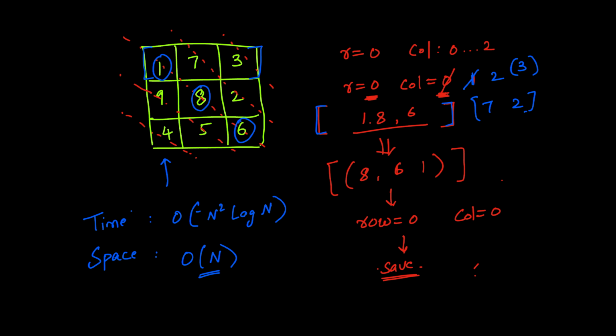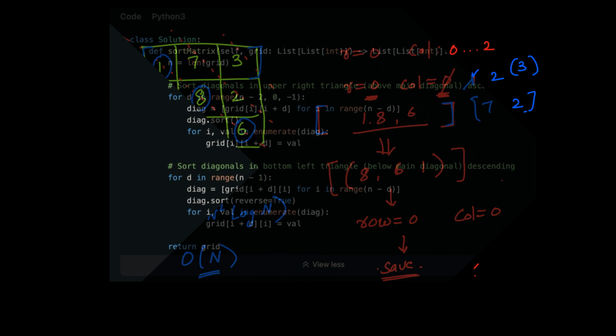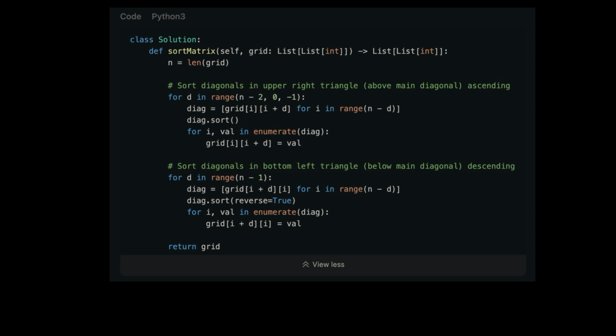I hope you are able to understand the explanation. Let me show you how we can implement this using Python. In this Python implementation, I'm using two for loops to iterate through the upper right and the bottom left triangle if we consider the main diagonal as the dividing line. In the first for loop, I'm iterating through all of the elements starting with the first row and saving the values in the diagonal collection. After collecting all of the values, I'm sorting the collection in ascending order and saving it back into the grid.